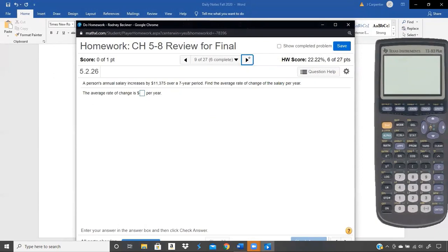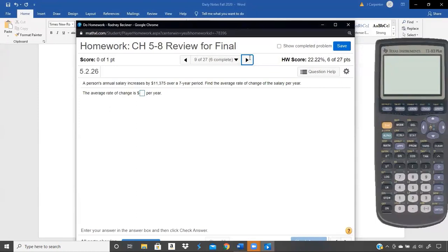All right. So this person is clearly not a state employee at the same job for 7 years, at least not in the state of Virginia. As always, shots fired. A person's annual salary increases by $11,375 over a 7-year period. Find the average rate of change of the salary. A lot of people think average means add up all the things and divide by the number of things. Well, we weren't given a bunch of different things to add up and divide by. We were just given a total amount and a period over which that happened. So that just means divide the two things.